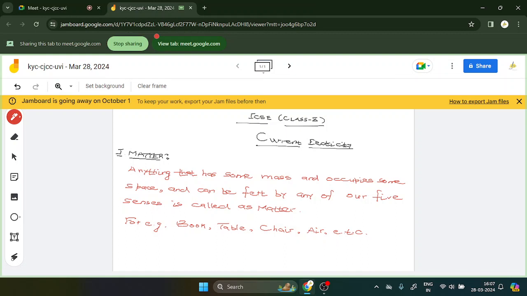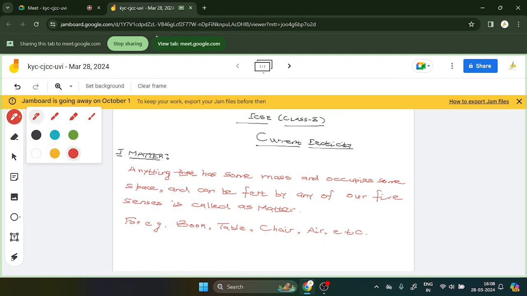In a similar way, there are some things which are not matter, they are not counted in matter. Can you give me the names of those things which are not counted in matter? Tell me. Feelings. Very good. Feelings like love, hatred, arrogance, ego, affection, and all of that, anger. These things are not counted in matter. Clear? What is called matter?